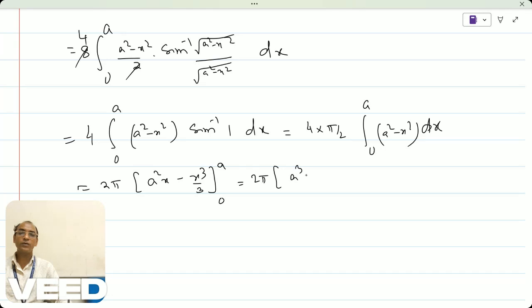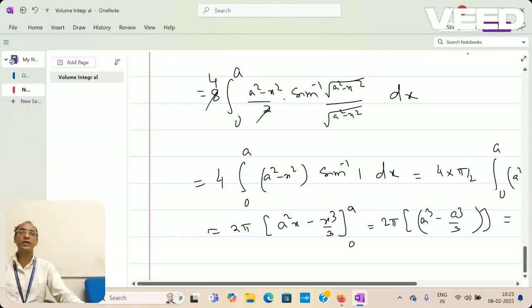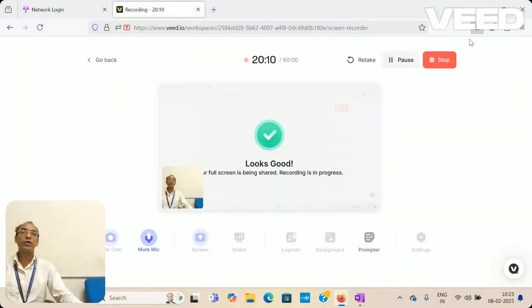So this is nothing but 2 pi, with upper limit a cube minus a cube by 3, and lower limit 0. If you simplify it, we will have 4 by 3 pi a cube, which is the volume of a sphere with center at origin and radius a. So like this, we are able to find the volume of a sphere.